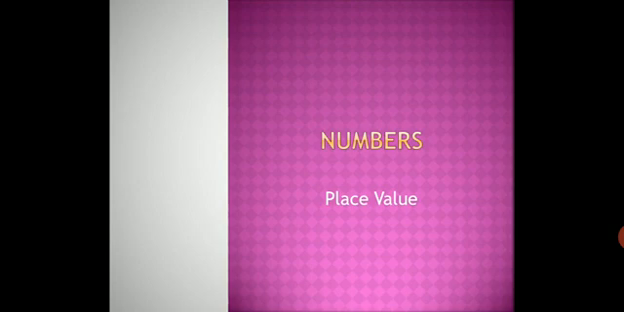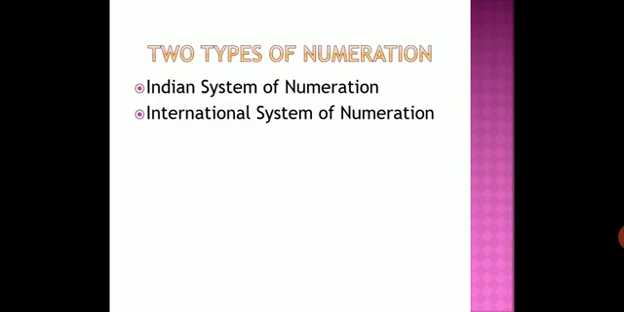Here, for naming the numbers, we have two types of numerations. The first type is Indian system of numeration. The second one is International system of numeration. So we are going to learn the two types of numerations, that is the two types of naming the numbers. First, Indian system of numeration. It is also called Hindu-Arabic numeration.